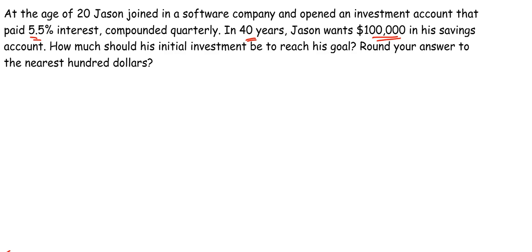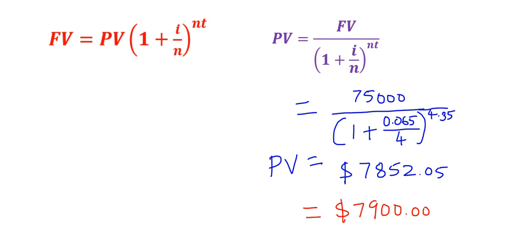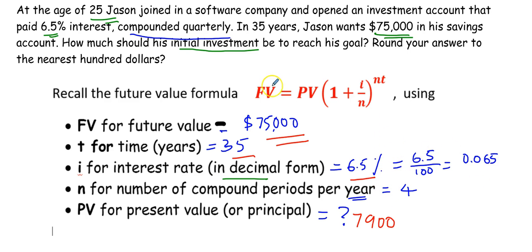So now I want you to try this one. Same Jason, if he's 20 years old and he wants to make 100,000 in 40 years from now. By the time he reaches 60, he wants to have 100,000 in his savings account. And here the rate of interest is 5.5%, compounded quarterly. So try to find what his initial investment is. You can use either of those two methods: your calculator or this formula for finding the present value.